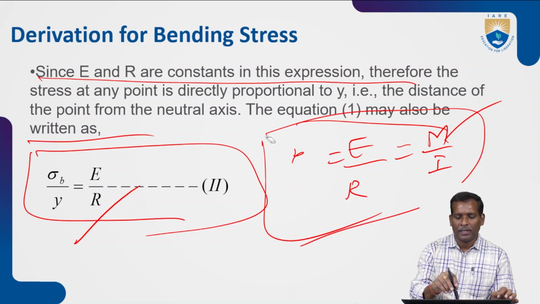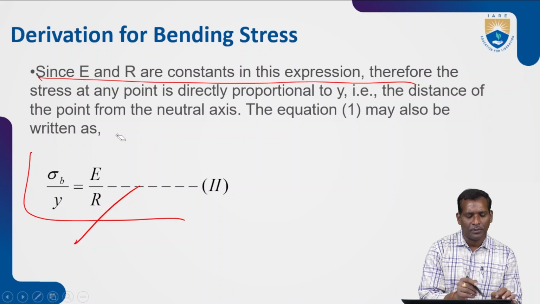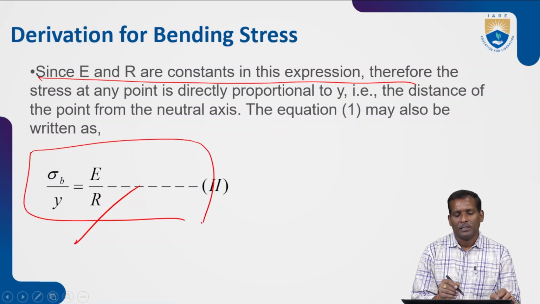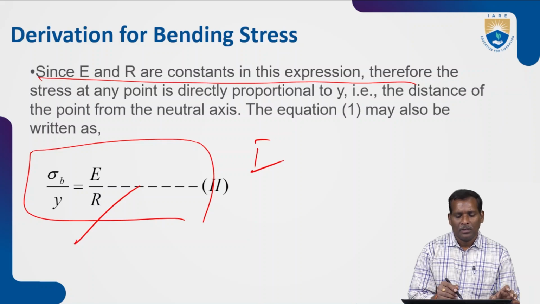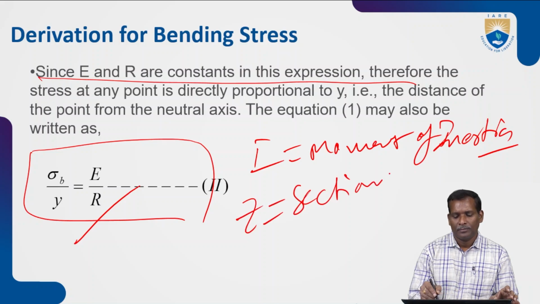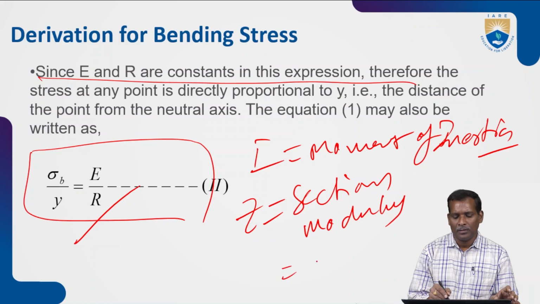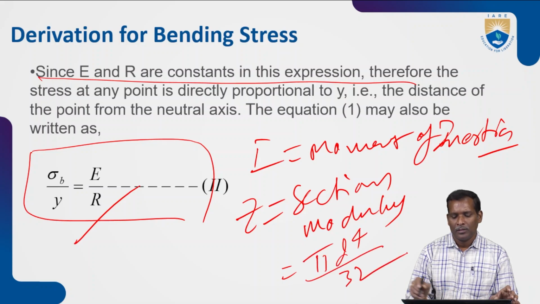So here, suppose you are considering the section, you can take the moment of inertia, that is I, and also you can take the section modulus. For circular beams, the section modulus is pi d to the power of 4 by 32, and the moment of inertia for a circular one is pi d to the power of 4 by 64.